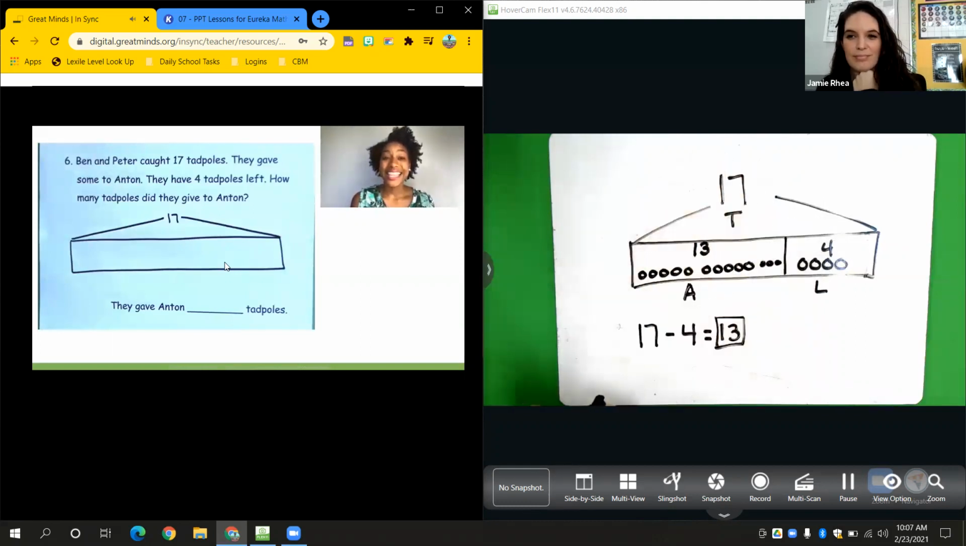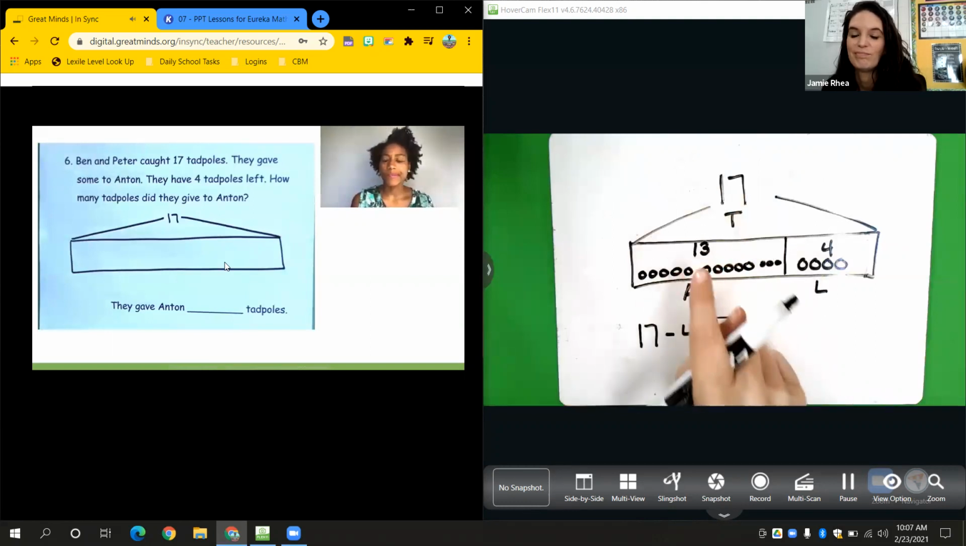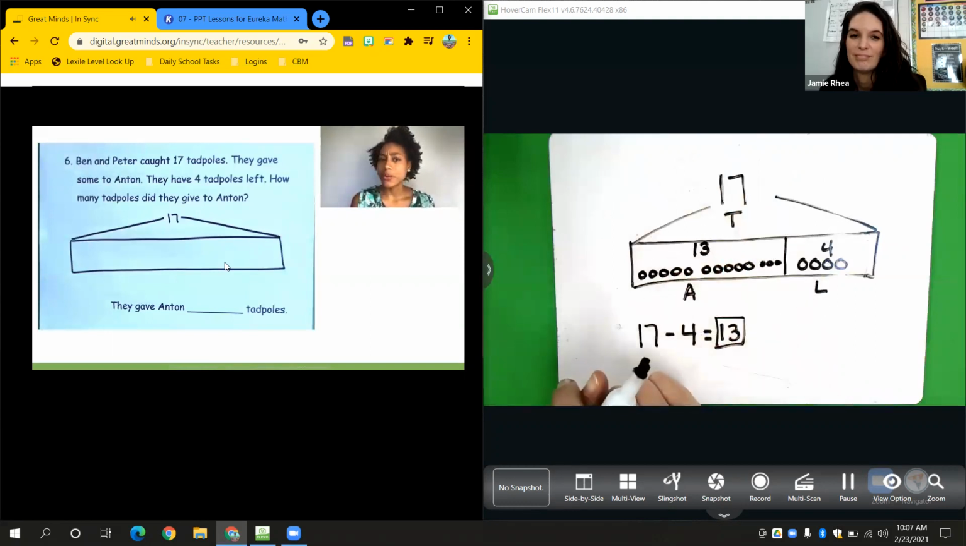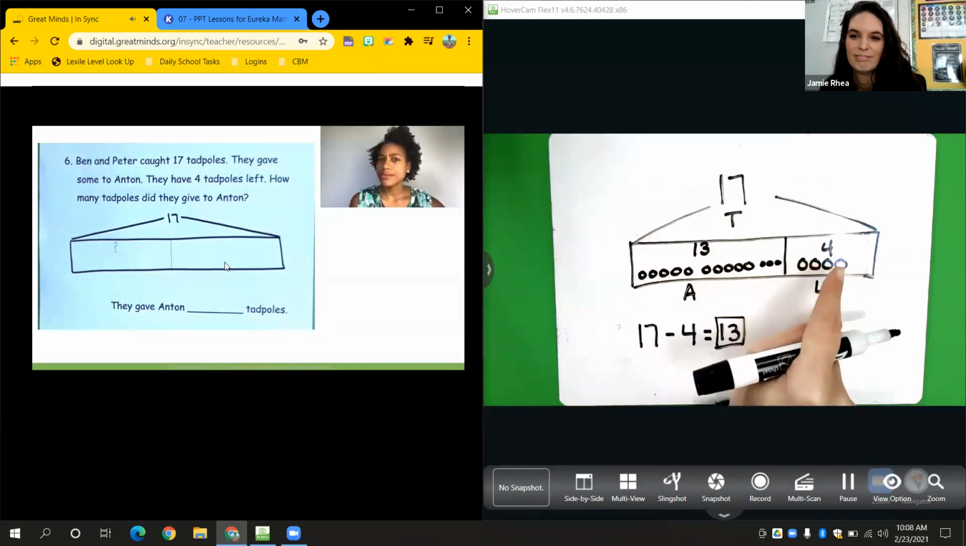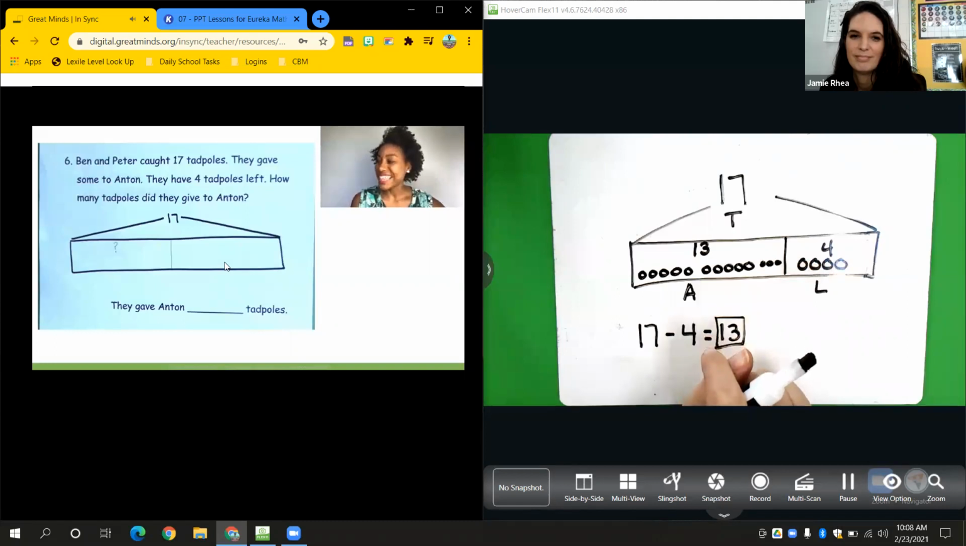Great. Then they gave some to Anton. I don't know how much that was, but I do know it's a part. So I just drew a line right down the middle and put a question mark. Then they had 4 tadpoles left. Well, 4 is a small part of 17, so I think I can fix my drawing to be more precise.